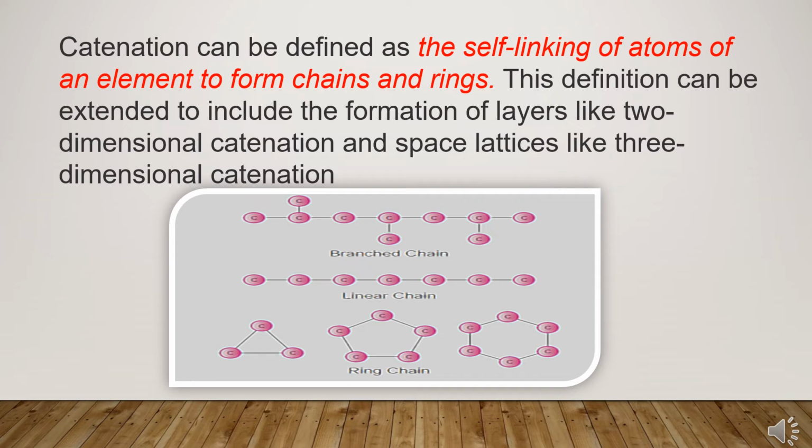In addition, carbon atoms may be linked by single, double or triple bonds. Compounds of carbon which are linked by only single bonds between the carbon atoms are called saturated compounds. Compounds of carbon having double or triple bonds between them are known as unsaturated compounds.